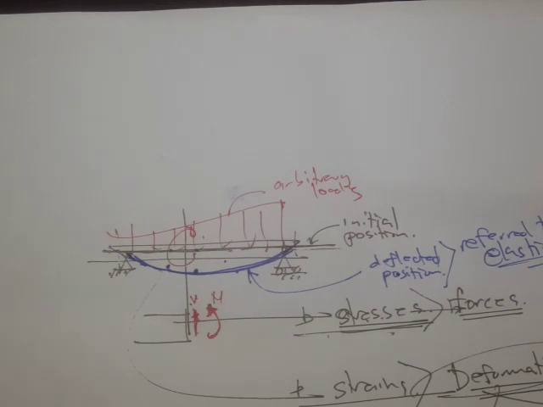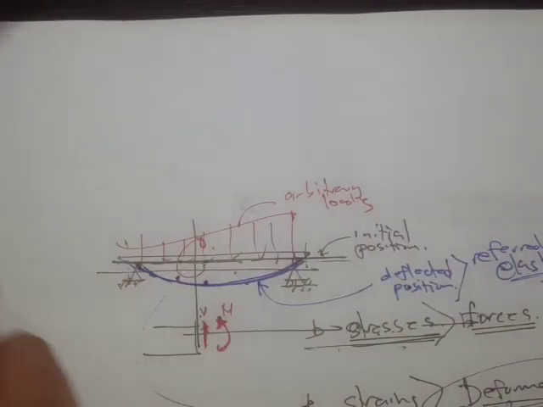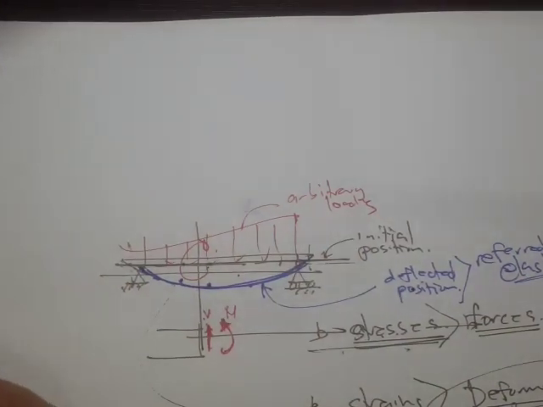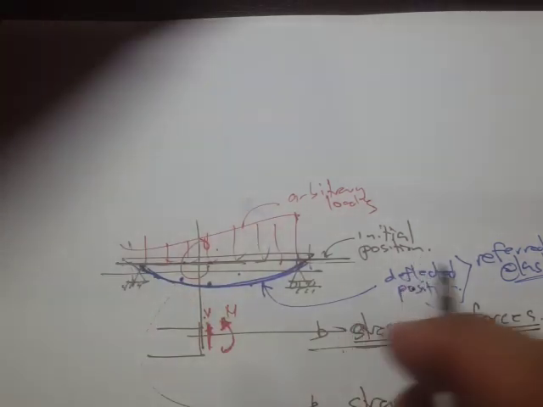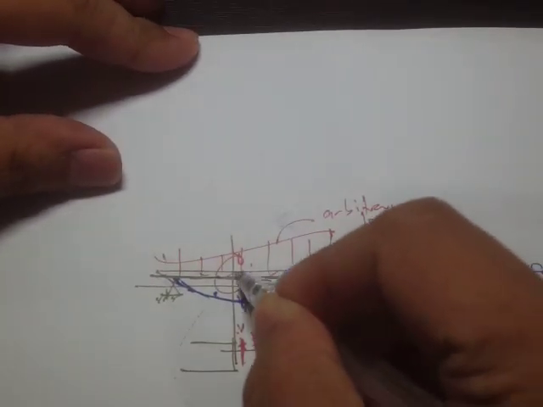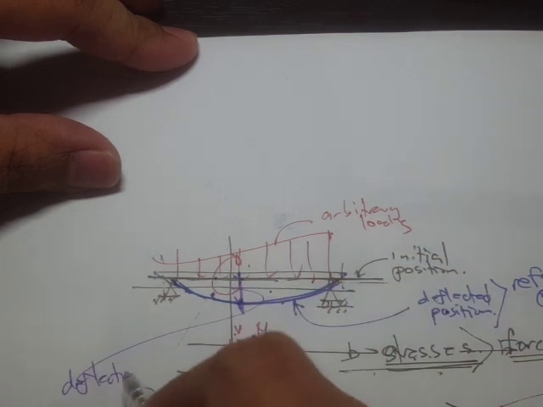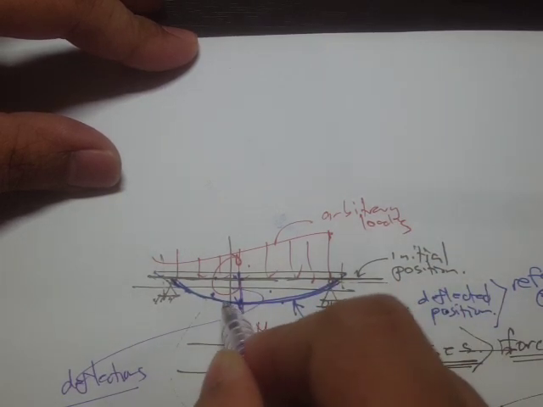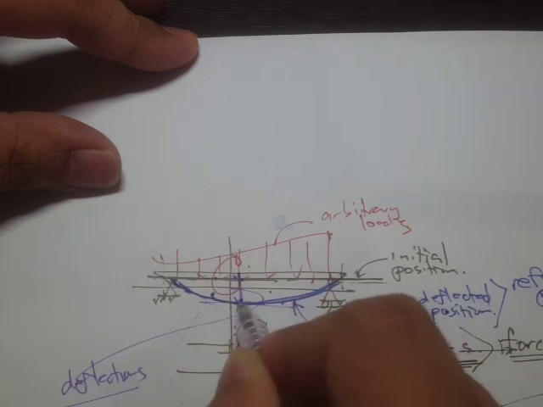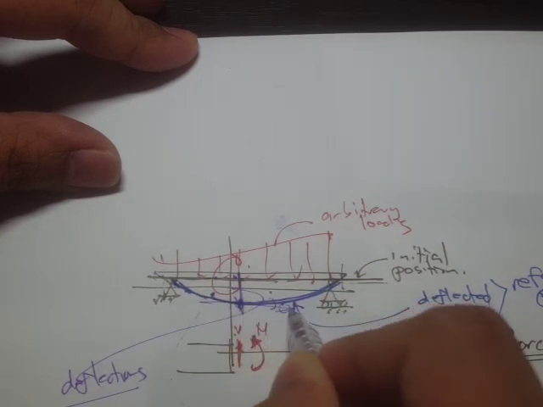Okay, so the movement of points, we said, is what we call deflections. And when I say rotations, it's basically the slope at this point right there. So what's going to be the angle?